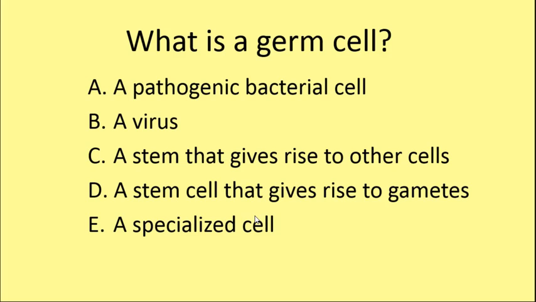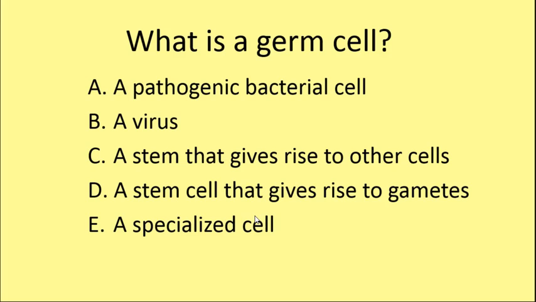So there you go. All right, so what is a germ cell? We've got germ layers, and those are sheets of cells that will specialize into various parts of the body, right? But there are germ cells too, okay? So what is a germ cell? A pathogenic bacterial cell, like a germ, a virus, a stem cell that gives rise to other cells, a stem cell that gives rise to gametes, or a specialized cell.